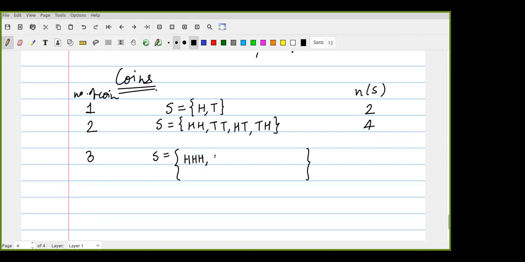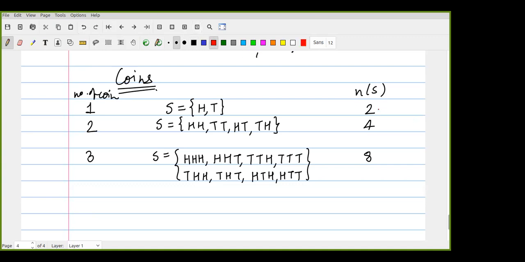HHH, head, head, tail, head, tail, head, tail, head, head, and so on, through tail, tail, tail. Okay, so these are eight, right? Now I want both of you to tell me the pattern.